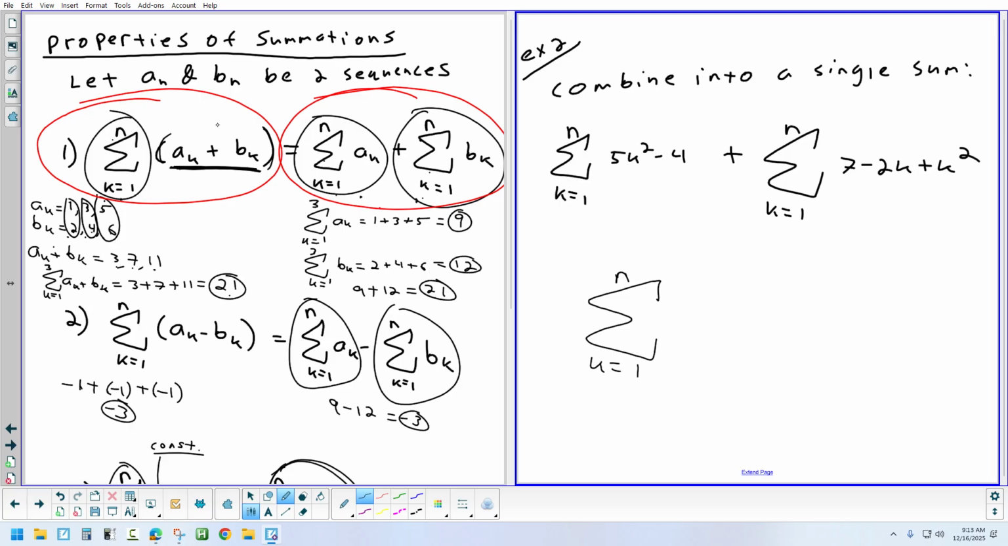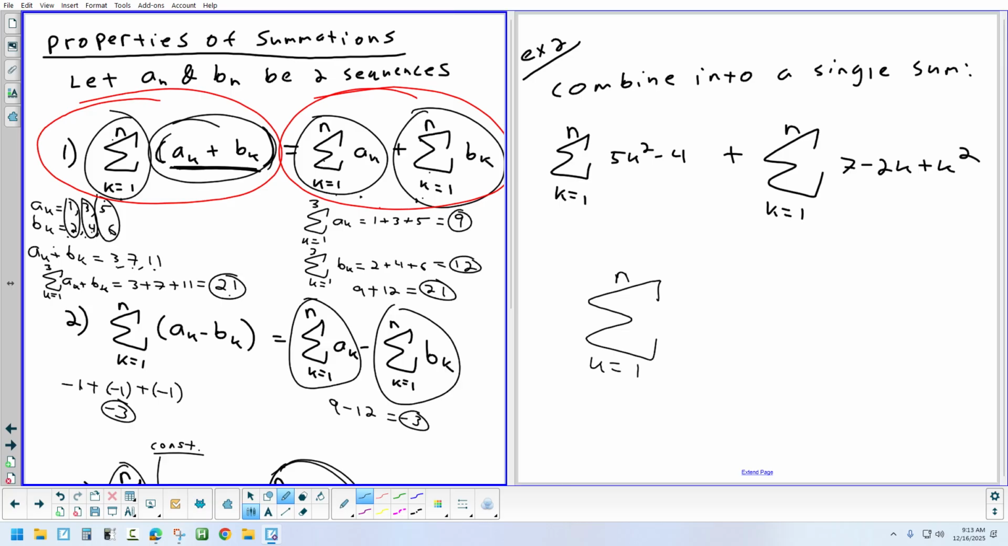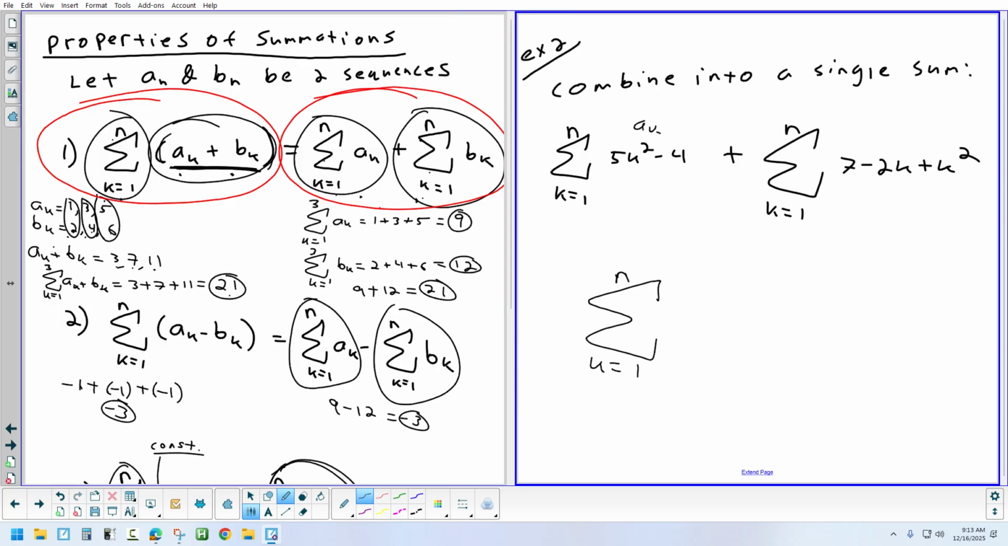And now this part just says to add the 2 sequences together. Think of this as A sub k, and then think of this one as B sub k. You're just going to add those 2 together. So when you add them, it's combining like terms. 5k squared. If I add that with the one next to it, are there any like terms? Yeah. K squared. And what's 5k squared plus 1k squared? 6k squared. So we're just putting it back together.